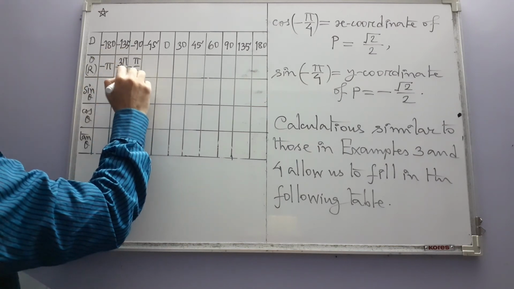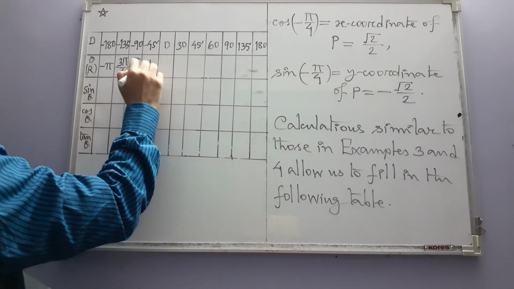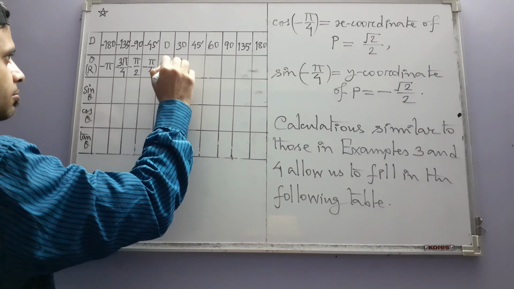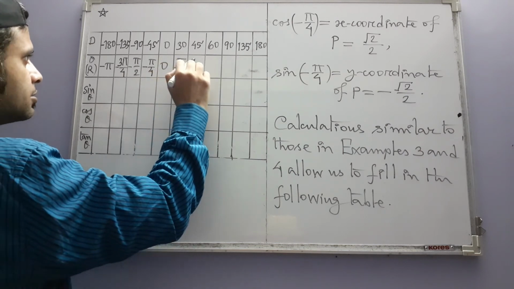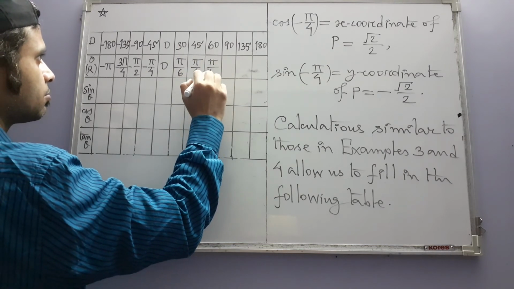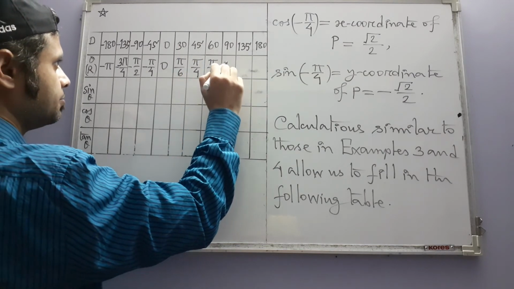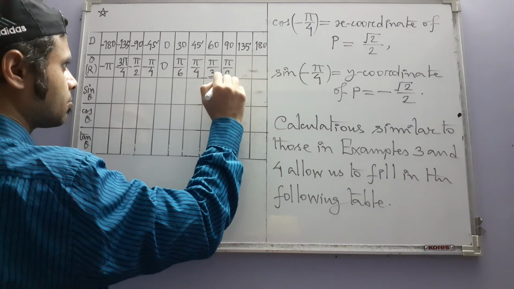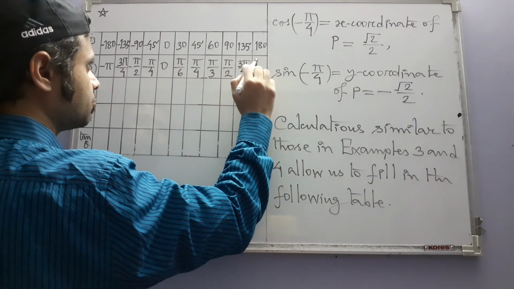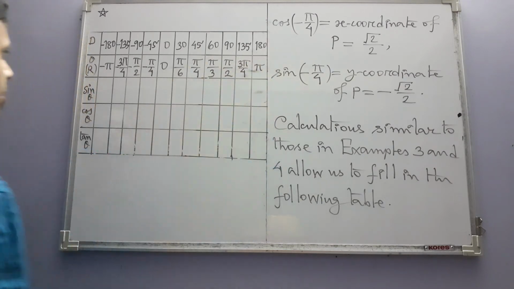Minus pi divided by 2, minus pi divided by 4, this is 0, pi divided by 6, pi by 4, pi over 3, pi over 2, 3 pi over 4, and this is pi.